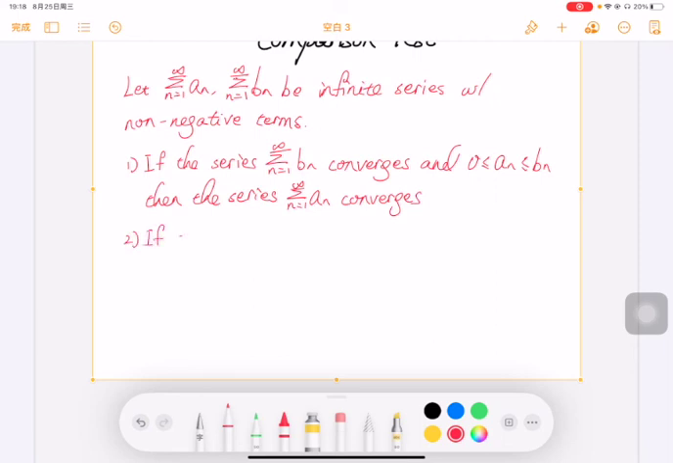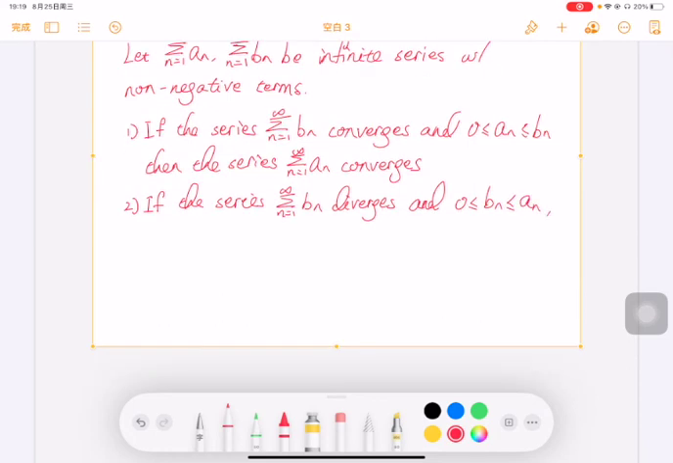And if the series Bn diverges, and this time An is larger than or equal to Bn, then the series An diverges.